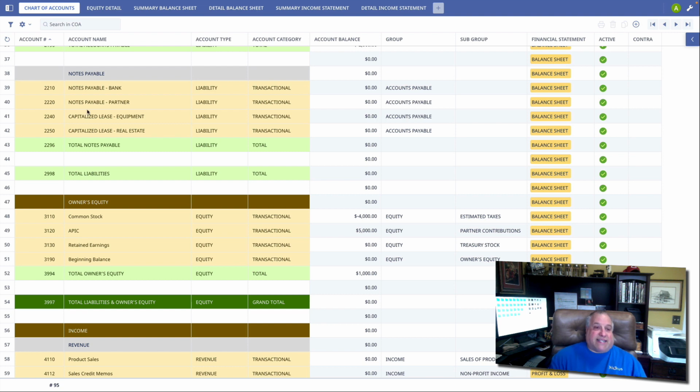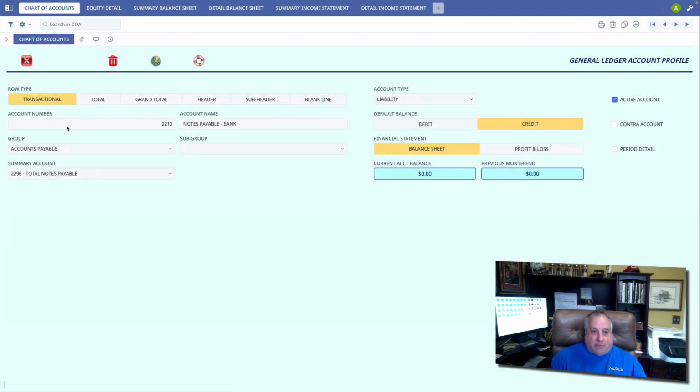So, by setting up account numbers, we can define the hierarchy, the order in which the rows appear in our financials, our trial balance, or our general ledger. The account names tell us what kind of activity is rolled up to the balance in this account.